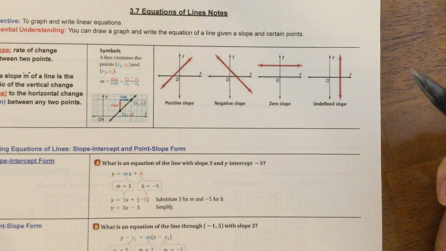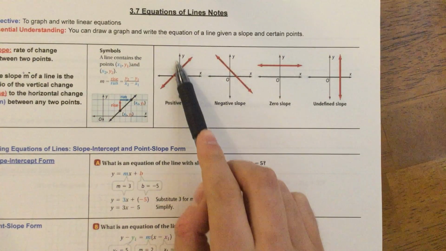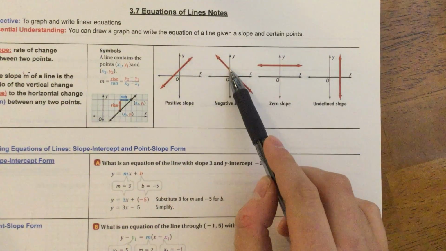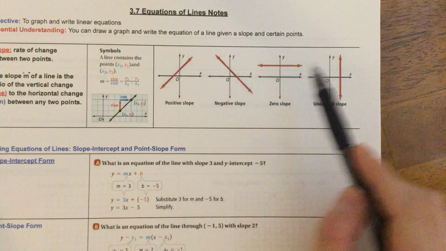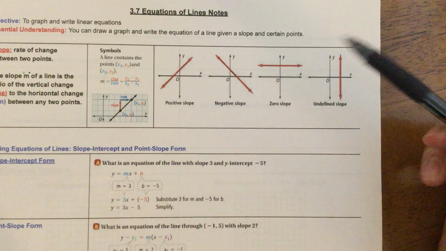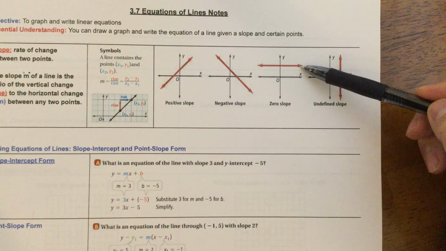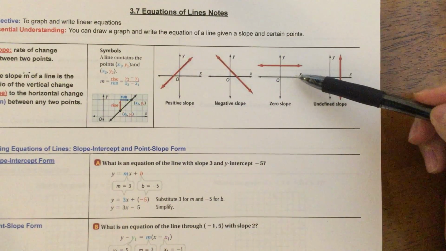4 examples of slope. Here's our positive slope. It's going up to the right. Negative slope means it's going down to the right. Zero slope, it's not changing, right? It's not going up or down.